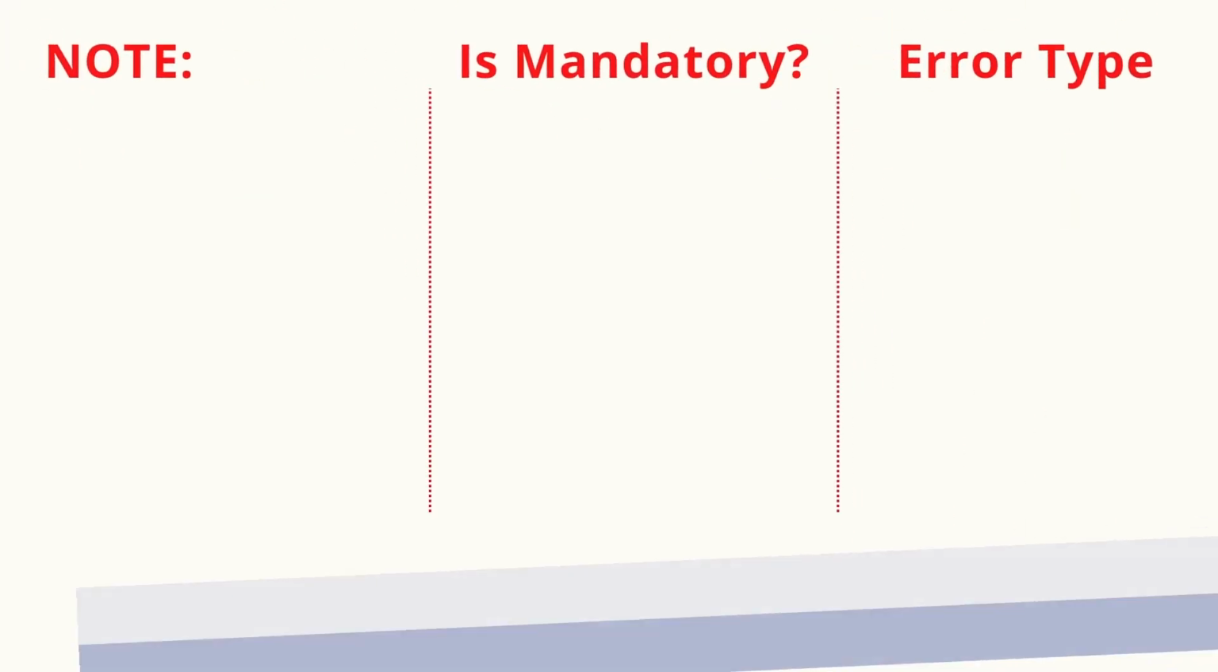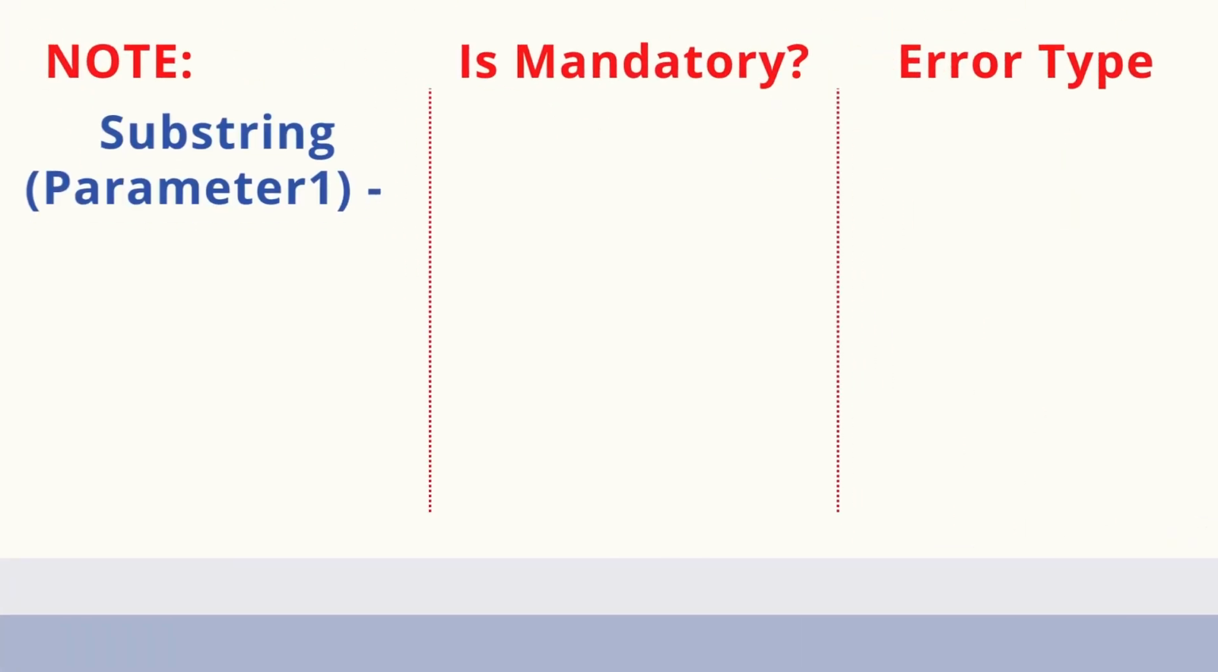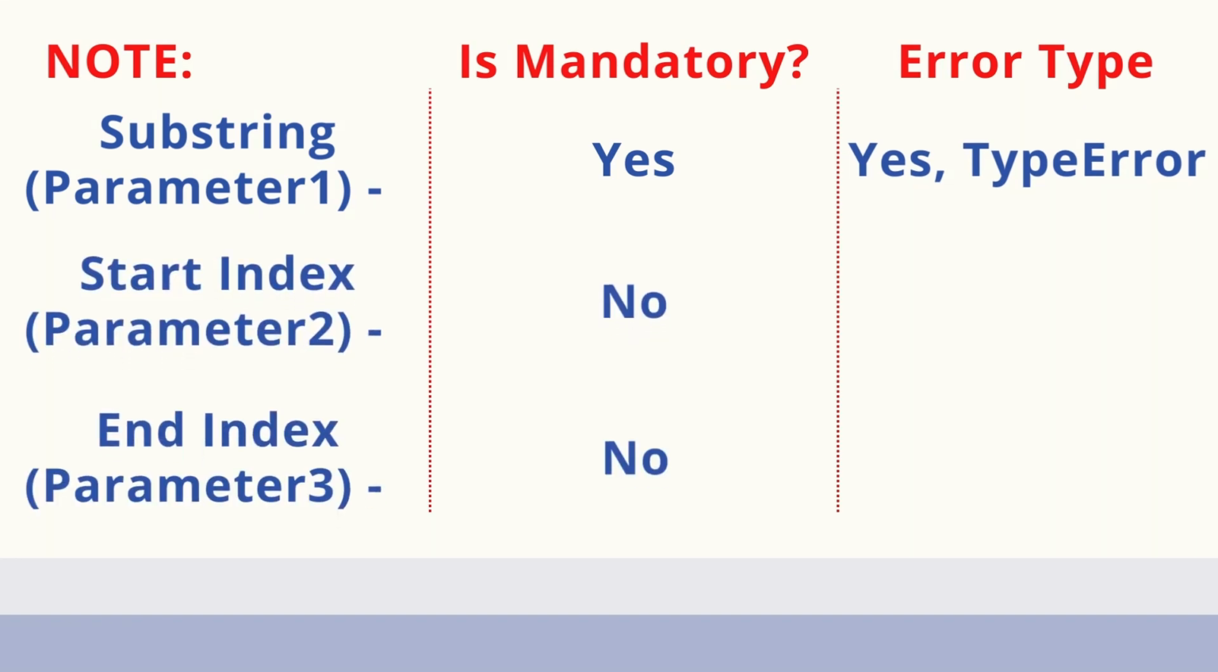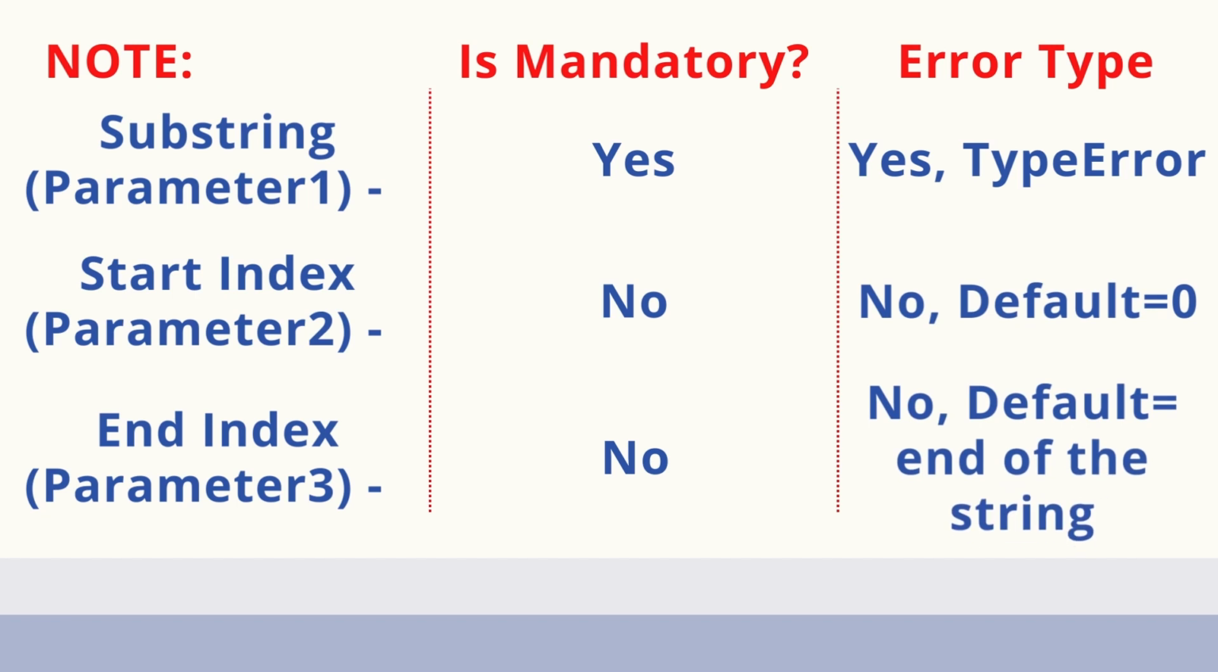Note, the first parameter, which is the substring you want to search, is mandatory, and the count method will give a type error if this parameter is not specified. Start and end index are the optional parameters, and it is not necessary to specify them every time you execute the count method. If they are not specified, then Python will assume the starting index as 0 and the end index as the end of the string.